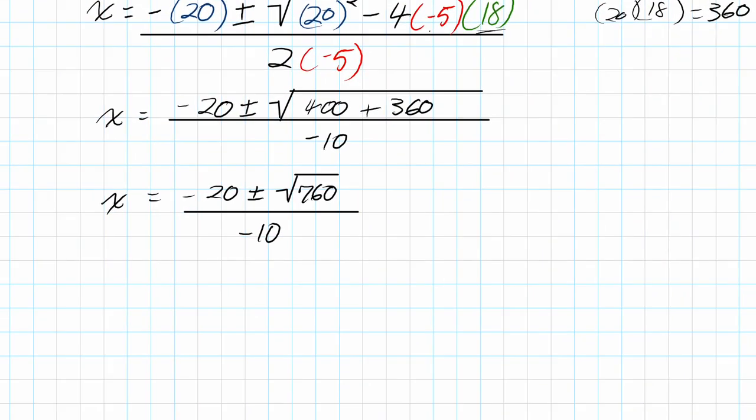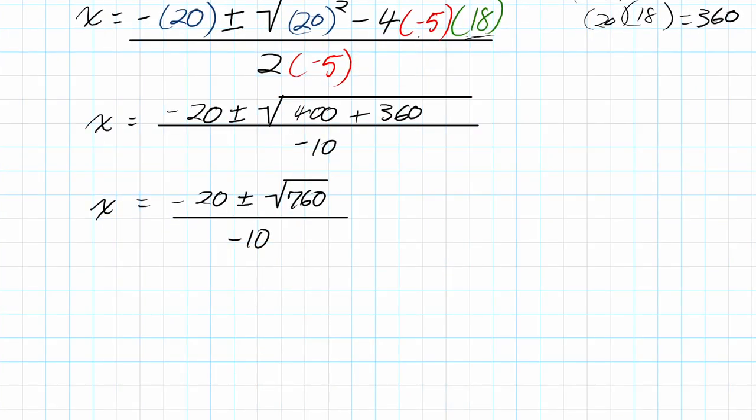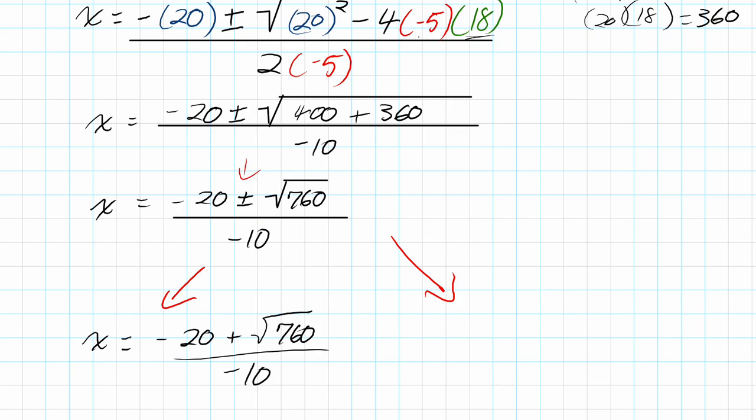What I'm going to do from here is I'm going to split, because when we square root something, you get both a positive and a negative answer. We got x is equal to negative 20 plus the square root of 760 divided by negative 10, and you get x is equal to negative 20 minus the square root of 760 divided by negative 10. So we have two answers.